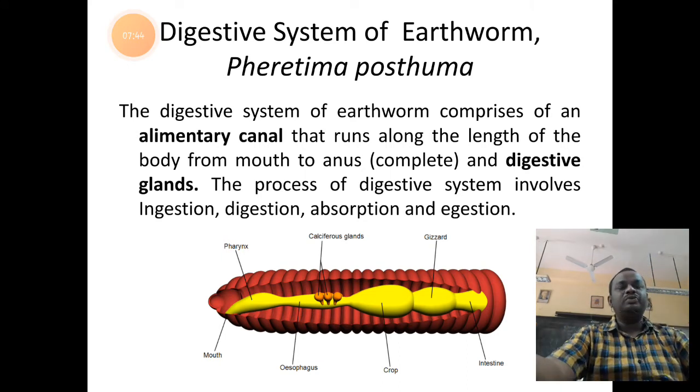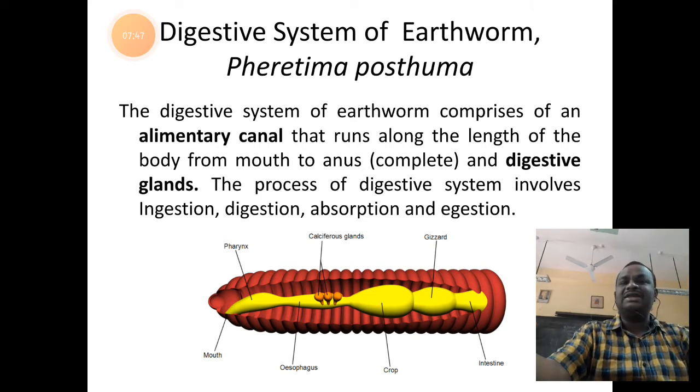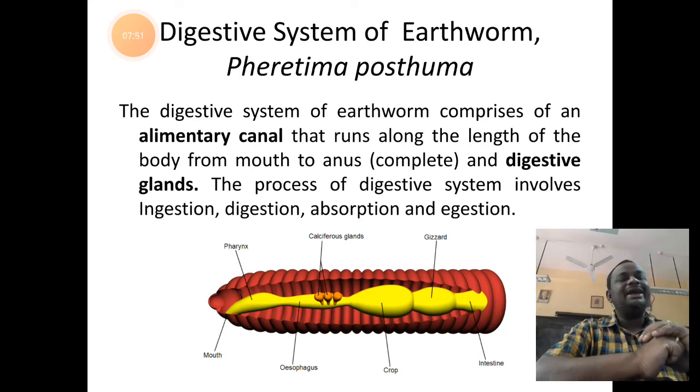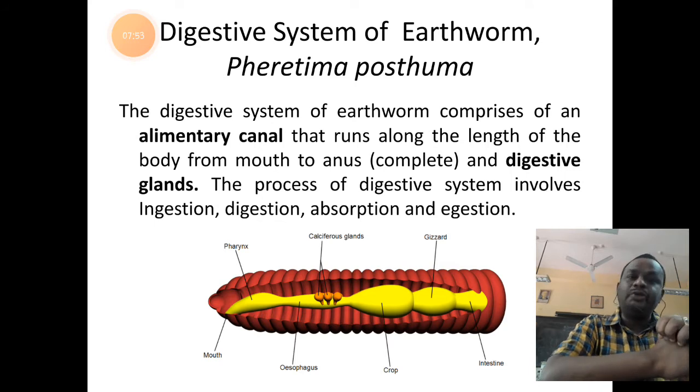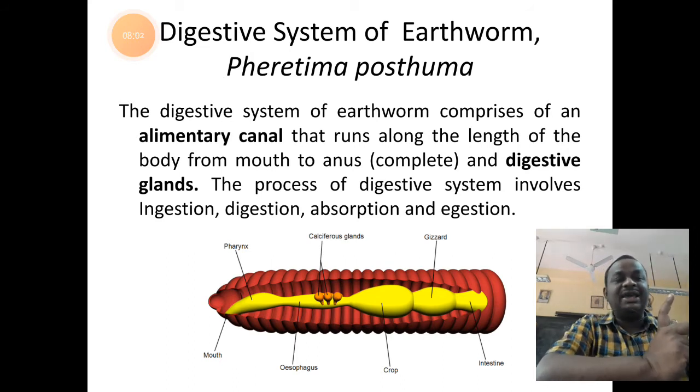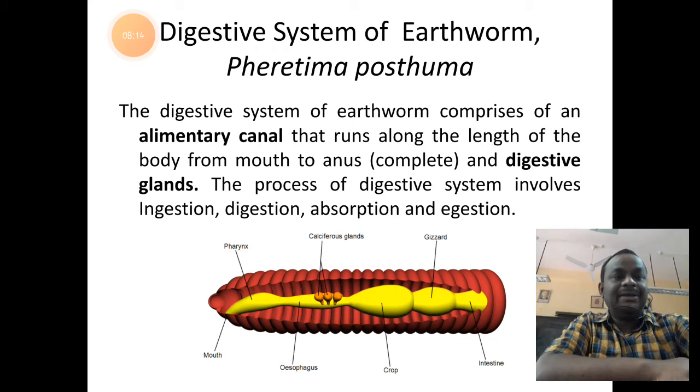So, we do have two parts: one is the alimentary canal, the second one is the digestive gland. The alimentary canal, as far as the earthworm is concerned, is called a complete digestive system. The reason is that it starts with the mouth and ends with the anus. The mouth is involved in the intake or ingestion of food, and the anus is involved in the removal of undigested waste from the digestive canal.